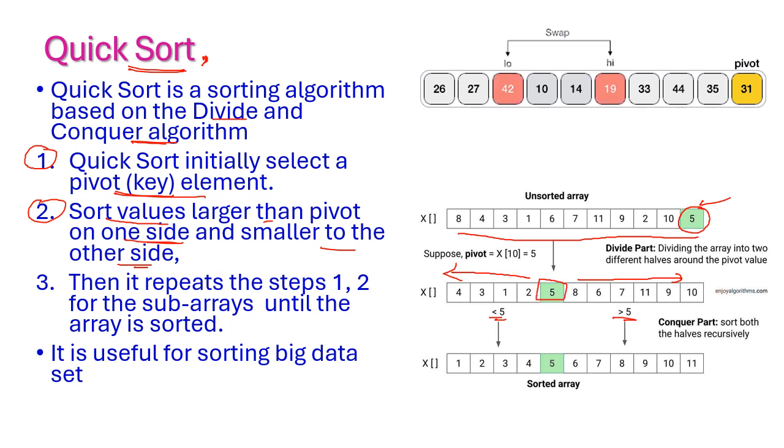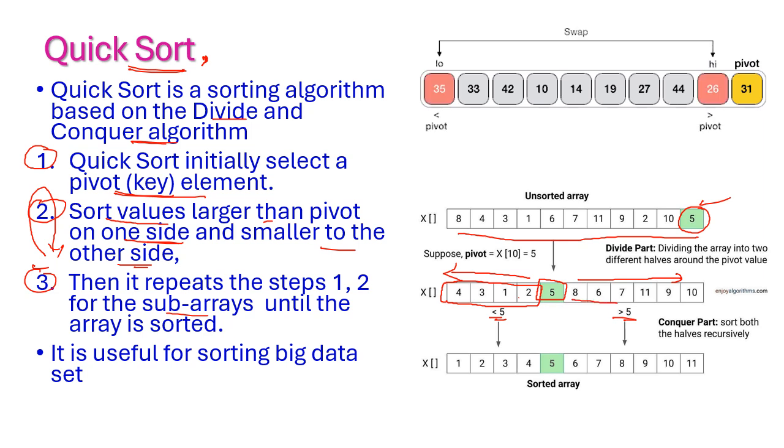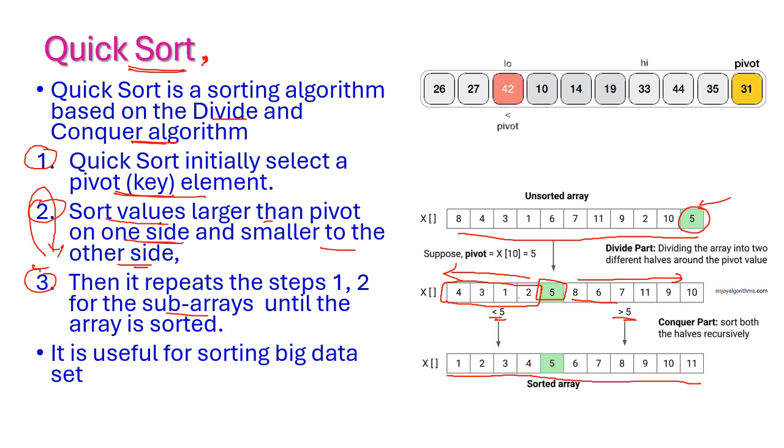Step 3 is to repeat step 1 and step 2 on both the left hand side array and the right hand side array. In the left hand side array, again we select one pivot element, and the process is repeated. In the right hand side also we select a pivot element, and again the process is repeated. Finally we will get one single sorted array. So this is the quicksort algorithm.